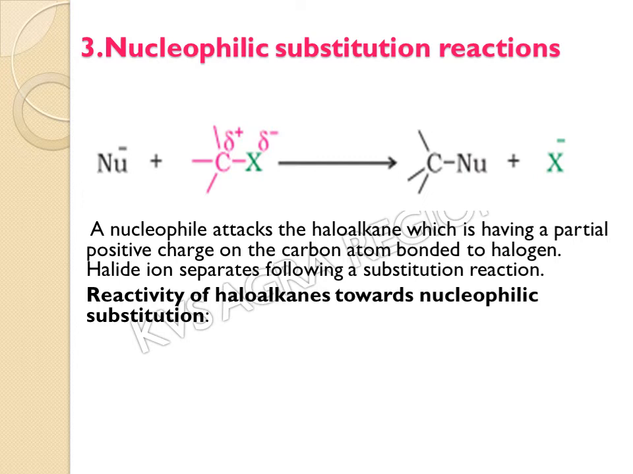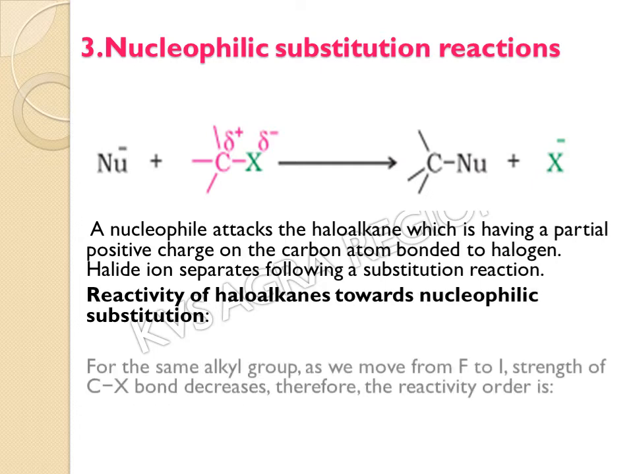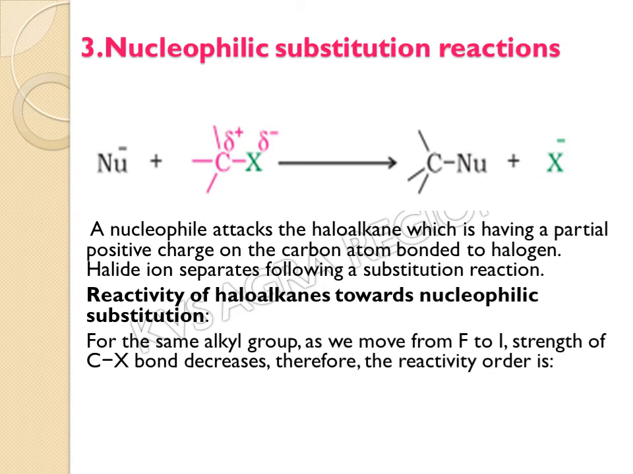Now, the reactivity of haloalkanes towards nucleophilic substitution reaction can be understood by taking an example. For the same alkyl group, as we move from fluorine to iodine, the strength of the C-X bond decreases. Why? Because the size increases from fluorine to iodine, and the reactivity order is as follows. RI is more reactive than RBr, which is more reactive than RCl, which is in turn more reactive than RF.